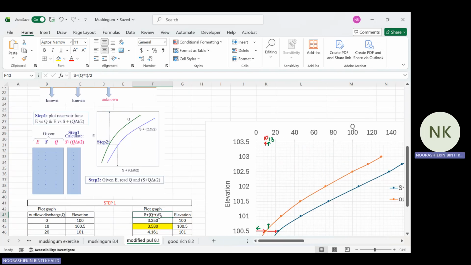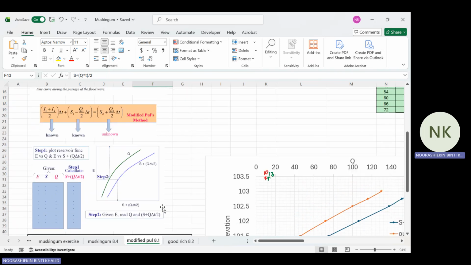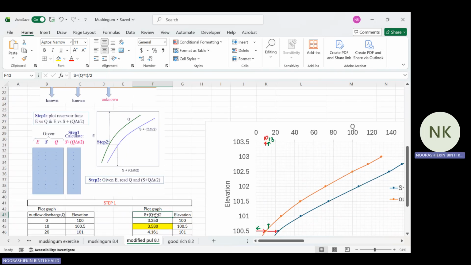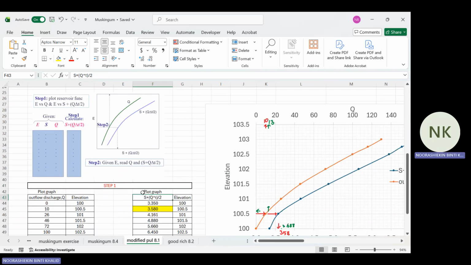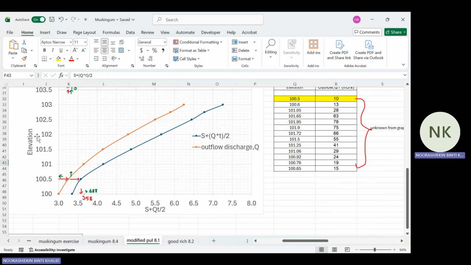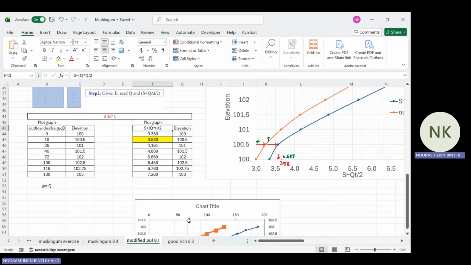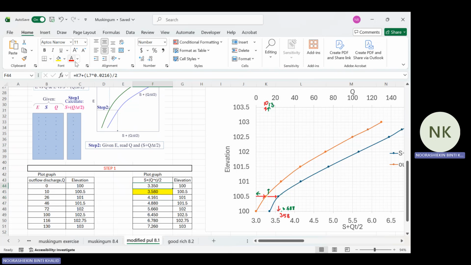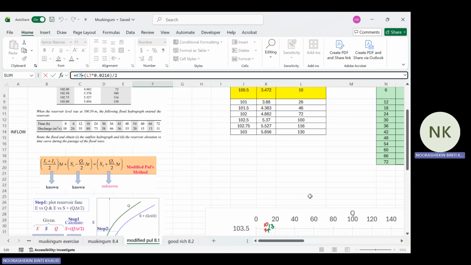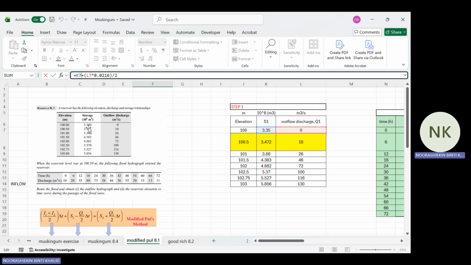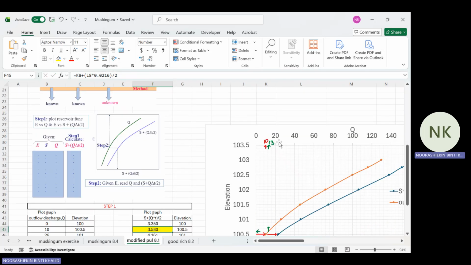Step number 1. So from this graph, you have to calculate S plus QT divided by 2. Because of this one, you calculate S because the graph needed is elevation versus S plus QT divided by 2. So where you want to find this one? So you take out this S value. You are given 3.35 S, this one Q. Then you got this one 3.35.